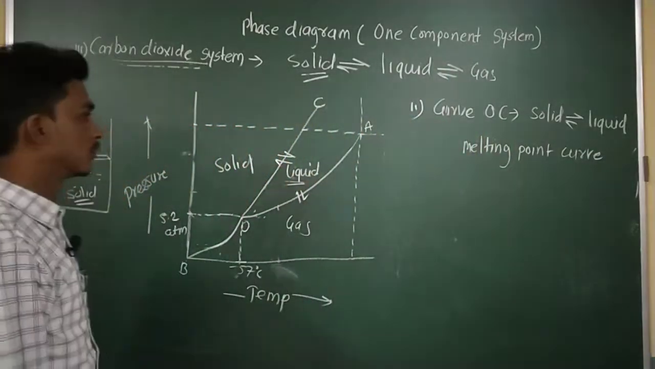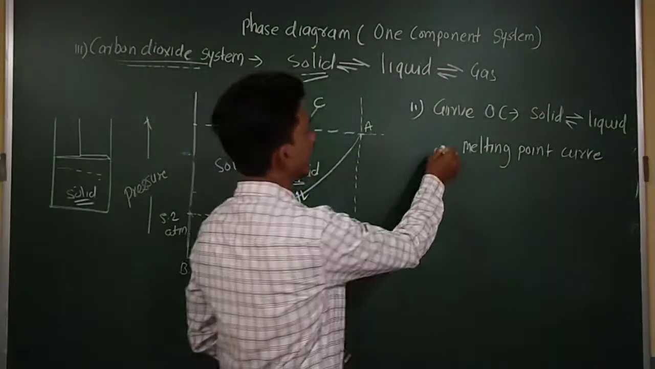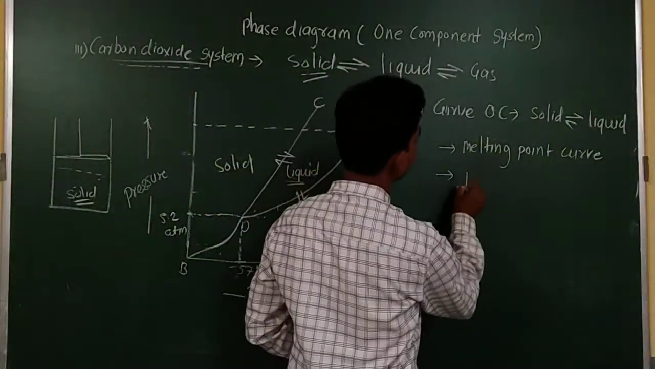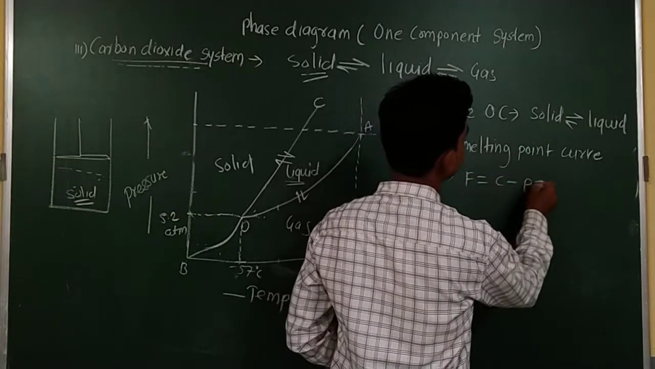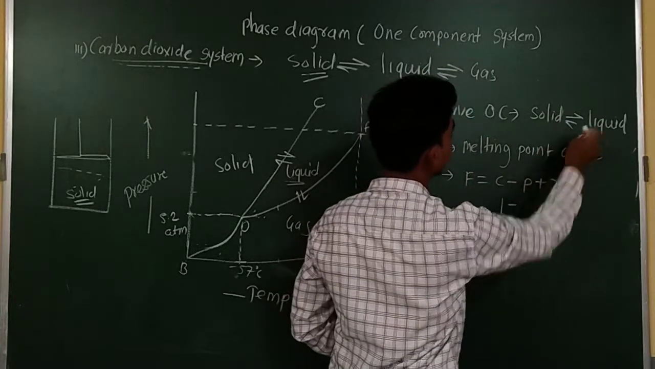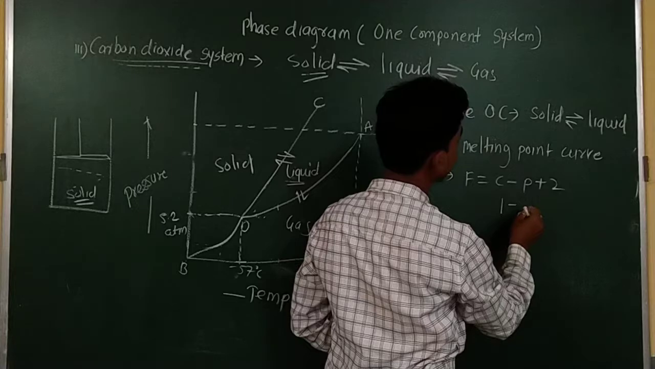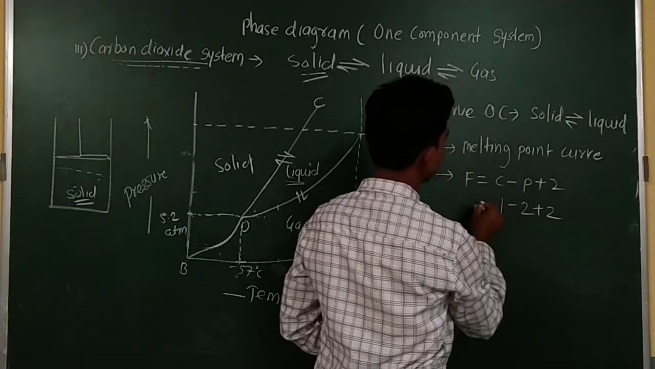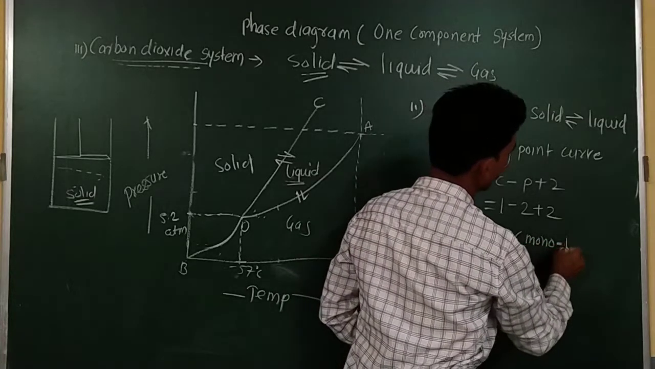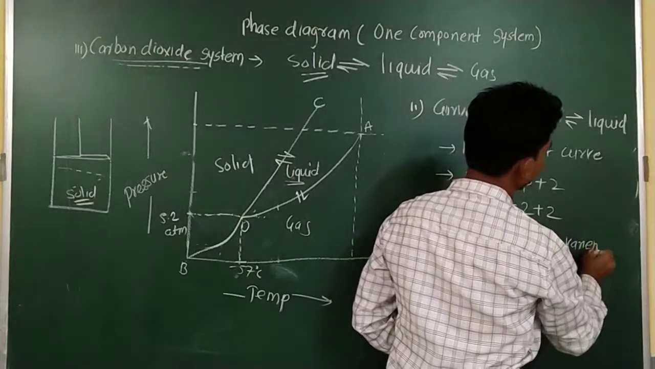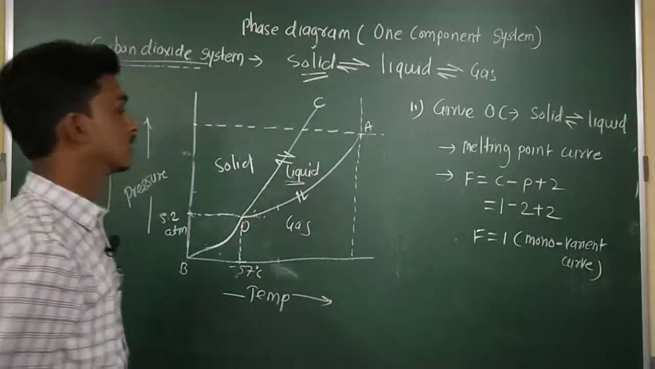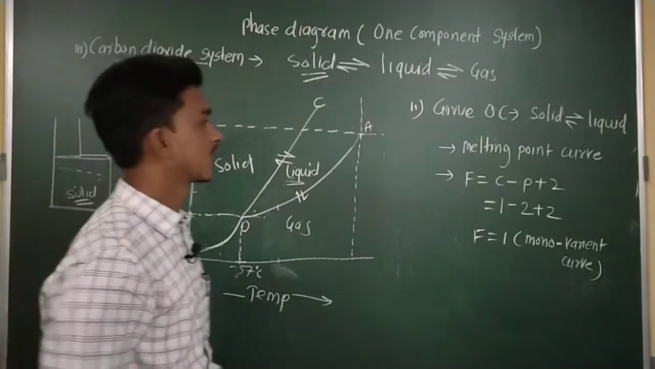This point is also known as a melting point curve. At this melting point curve, what will happen? F is equal to C minus P plus 2. The number of components is one, a one-component system, and P, the number of phases at this curve, is 2, so 1 minus 2 plus 2. So F is equal to 1. That means this is also a monovariant curve. This is also a monovariant curve. This information you have to write in your answer sheet.